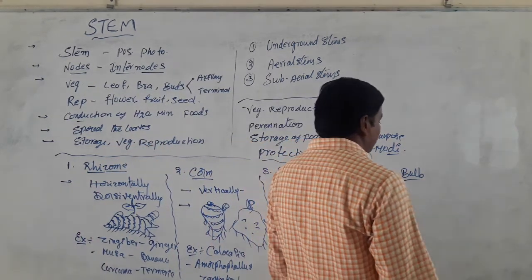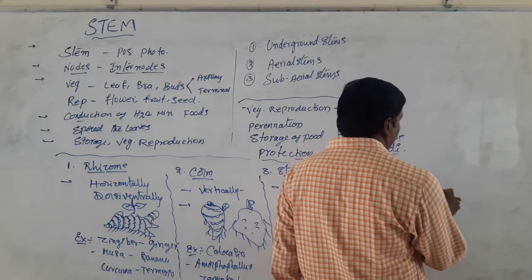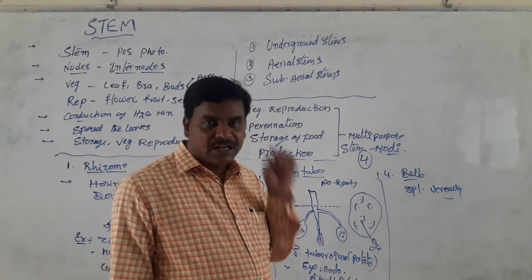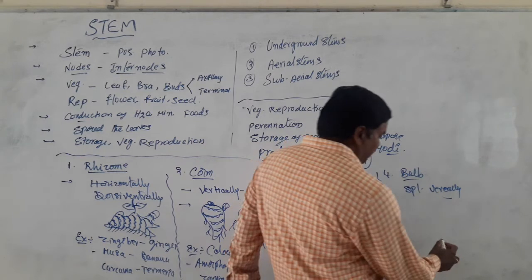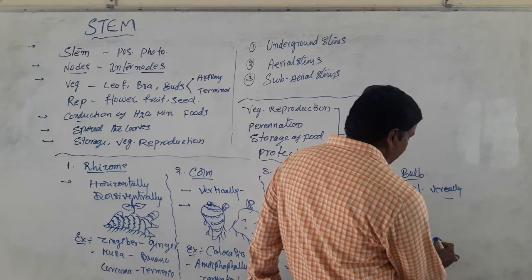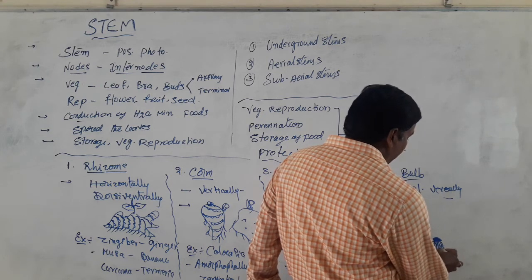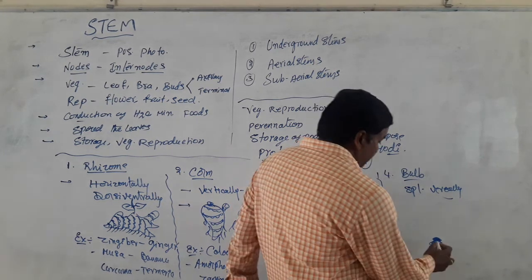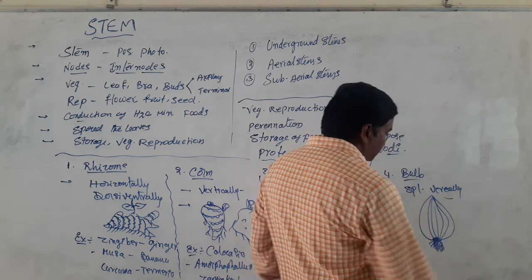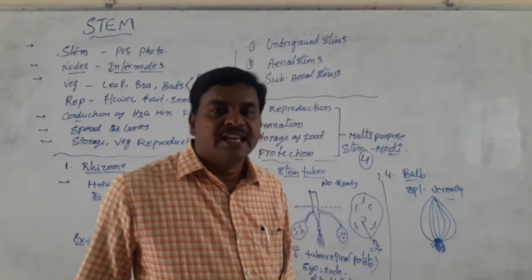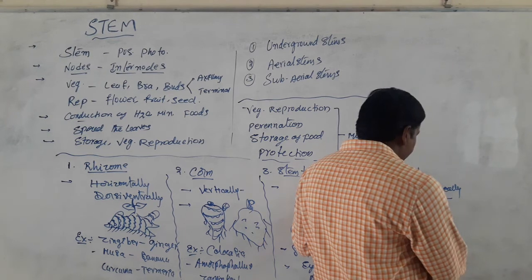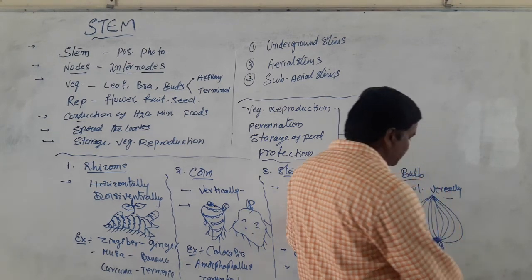Similarly, the fourth modification is the bulb, a specialized vertically growing underground stem modification. For example, this is the stem. The stem is reduced into a biconvex shaped disc with a number of fibrous roots towards the lower side. This reduced stem also bears a number of scale leaves, and these scale leaves store food material, so they become fleshy and succulent.